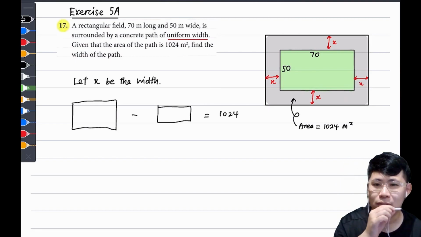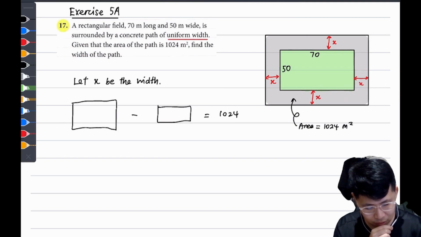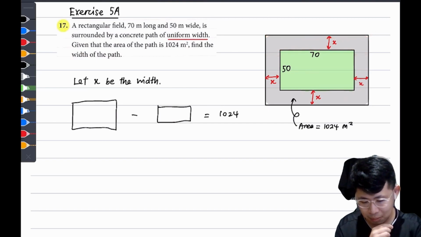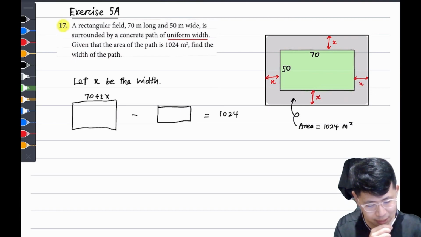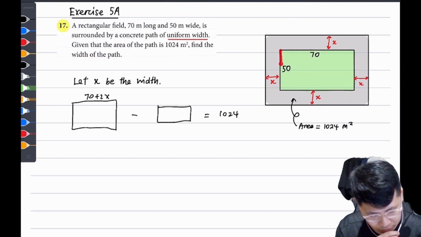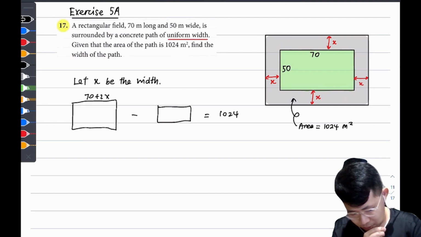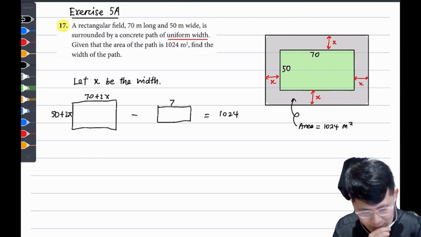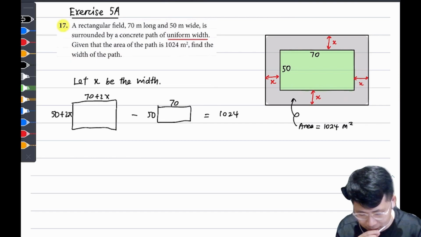So what are the dimensions of the big rectangle? It will be this one, right? So it will be 70 plus x plus x. You see this? 70 plus x plus x. So this will be 70 plus 2x. Now for the second one over here, this is 50 plus x plus x. So on the side, this will be 50 plus 2x. Okay, for the small one, it will be 70 and 50. Equals to 1024. So let us form this equation over here.